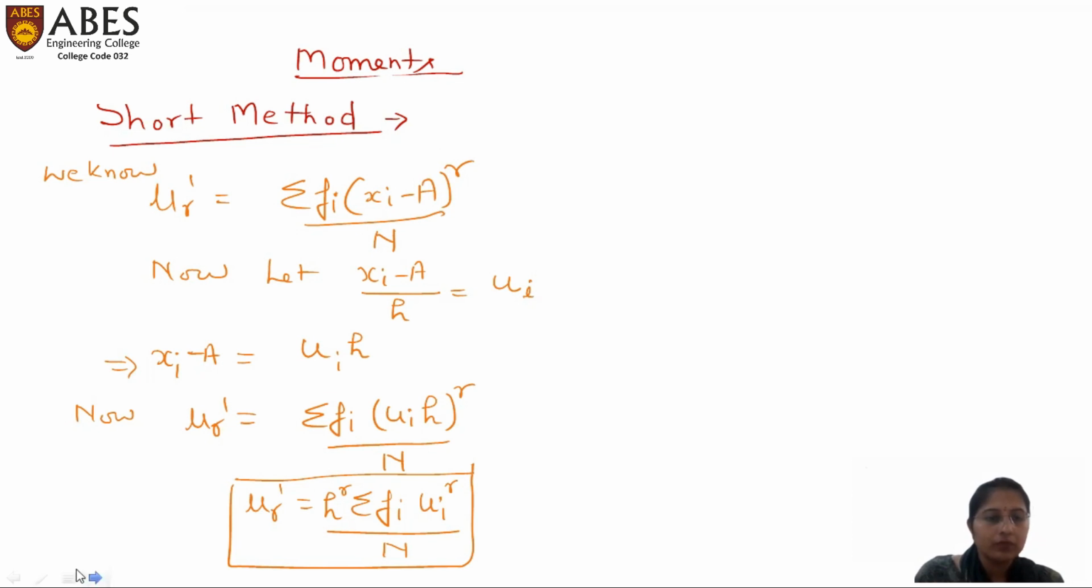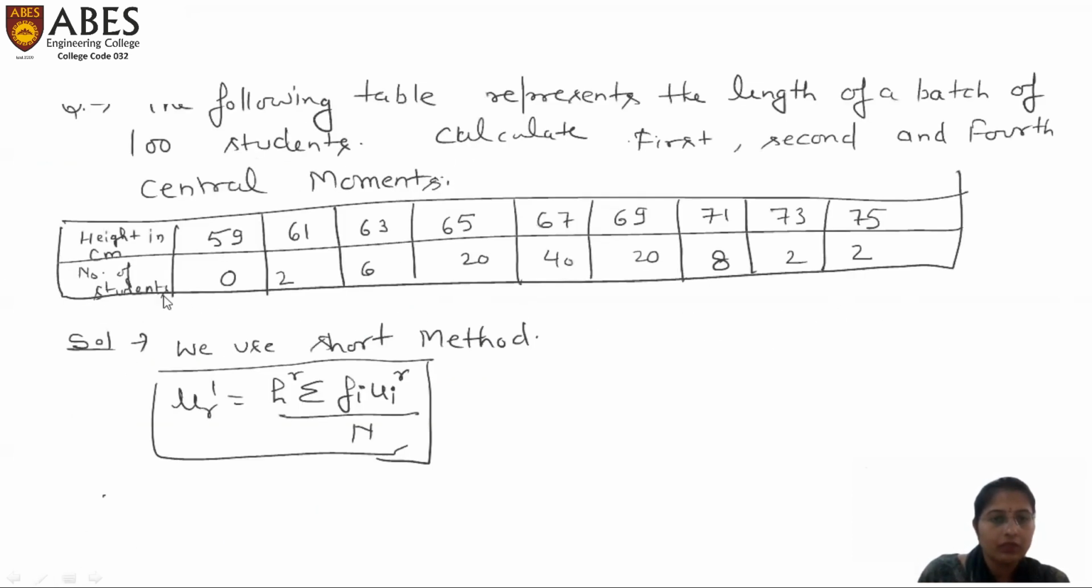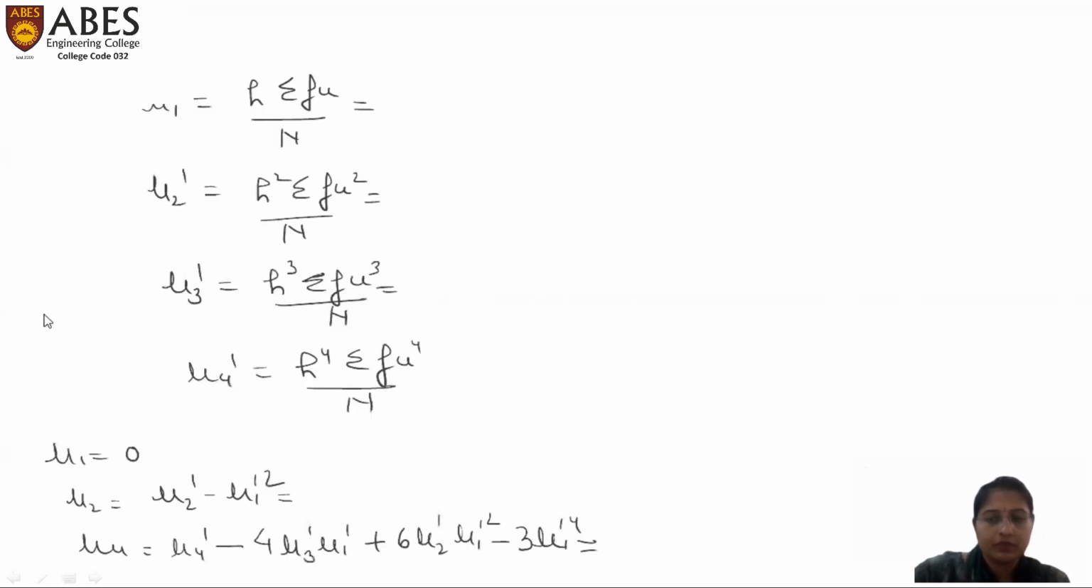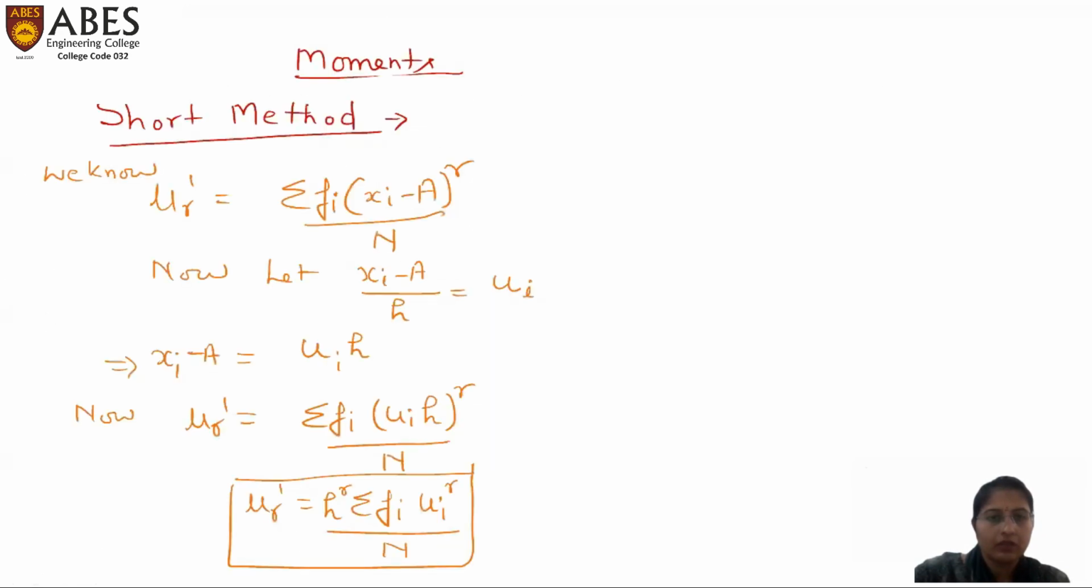So now for the shortcut method, we let (xi minus a) upon h equal ui, another variable ui. So the value of xi minus a will be ui h. Now put this value in the main formula.